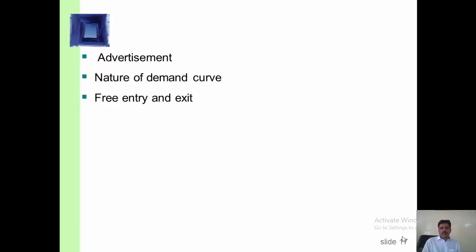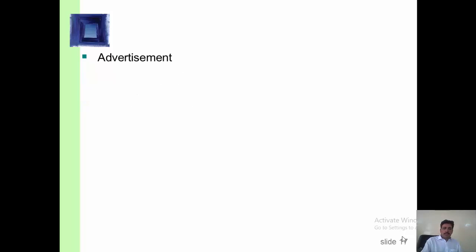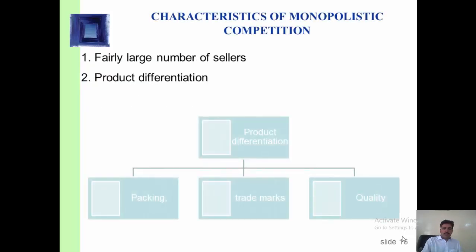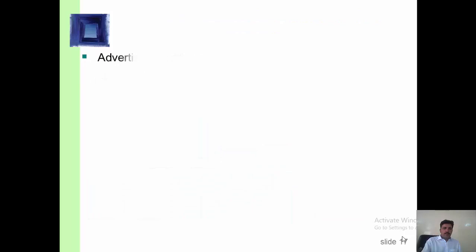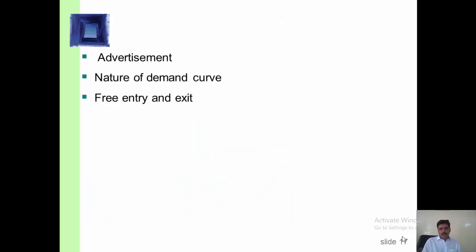Advertisement is very common, and the products are differentiated through advertisement, through publicity. And the demand curve in case of monopolistic competition is downward sloping from left to right, just like the monopoly. There is free entry and exit. In monopolistic competition too, new firms can enter the market.